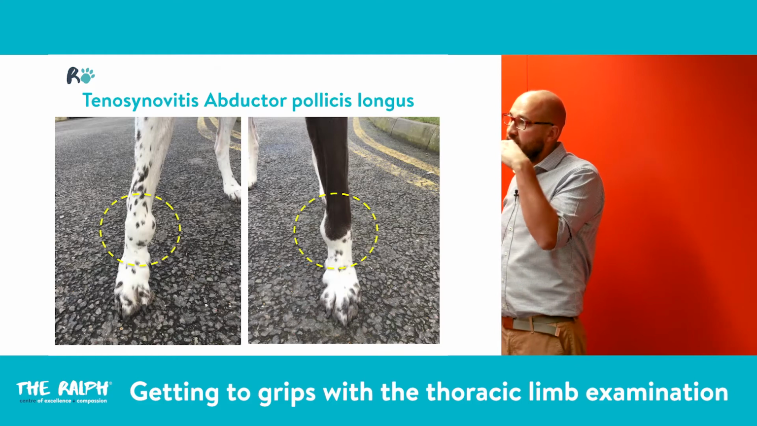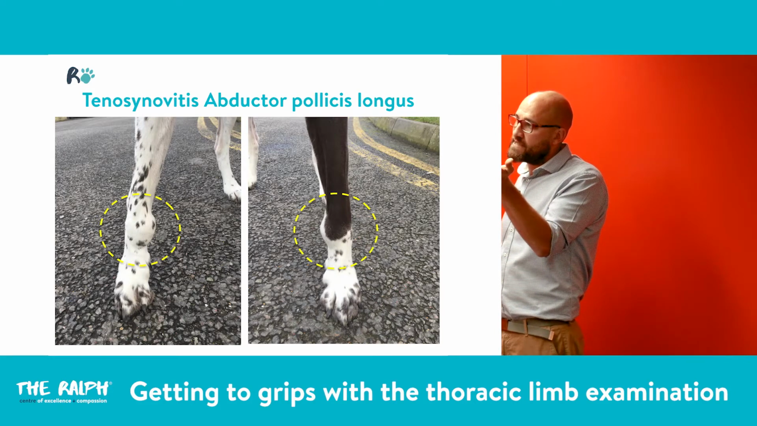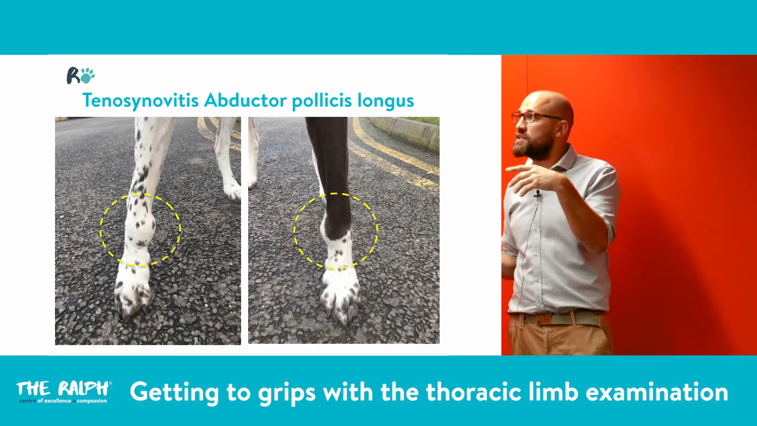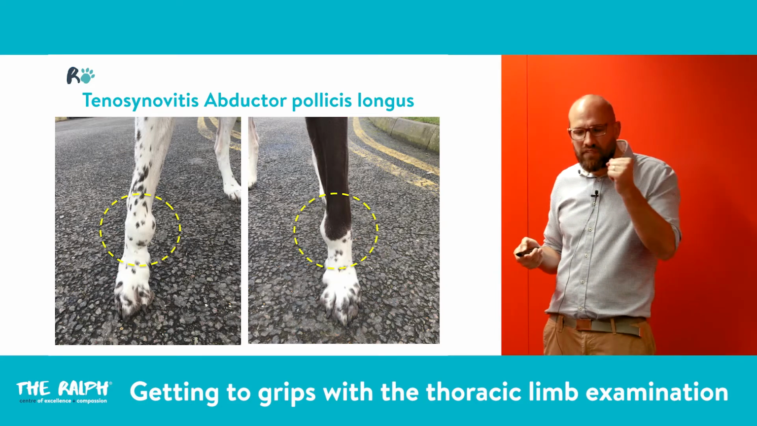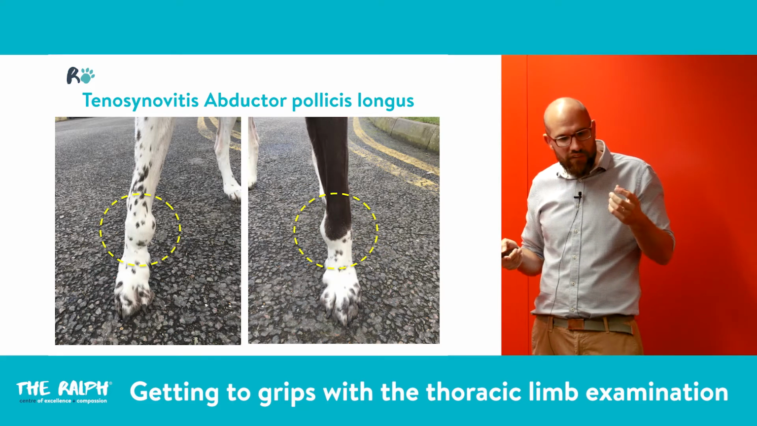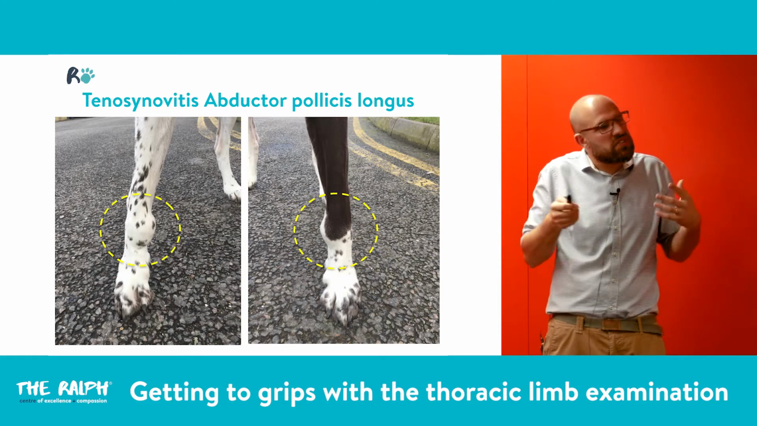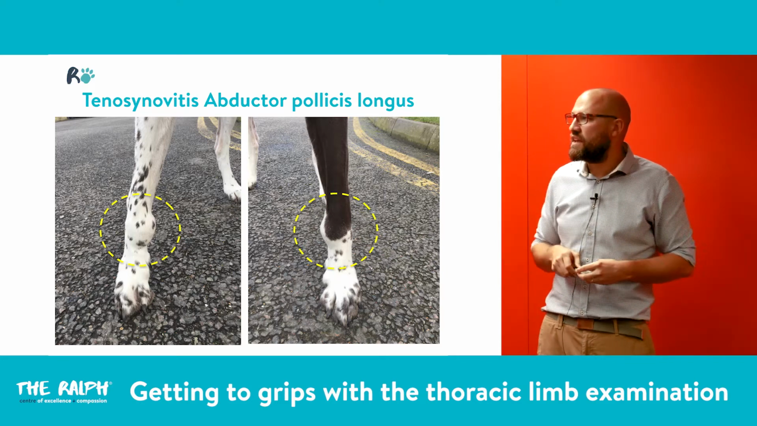Okay, so then let's see the next disease, the tenosynovitis of the abductor pollicis longus. That's something that you don't see very often, but I would say I see maybe 2 or 3 every year, so it's worth knowing that it is there.